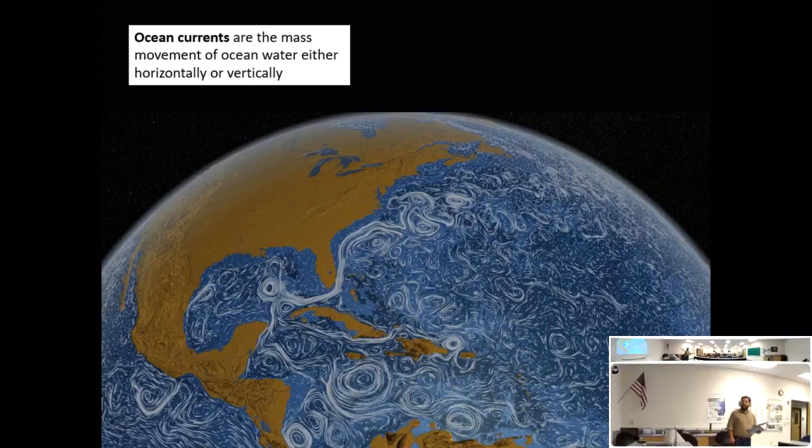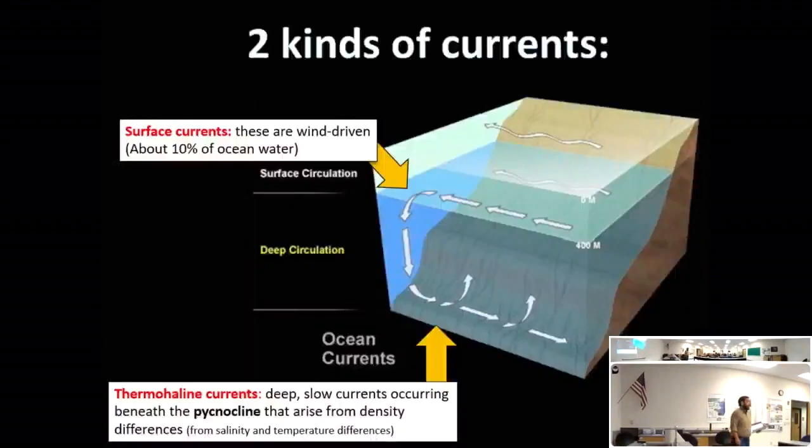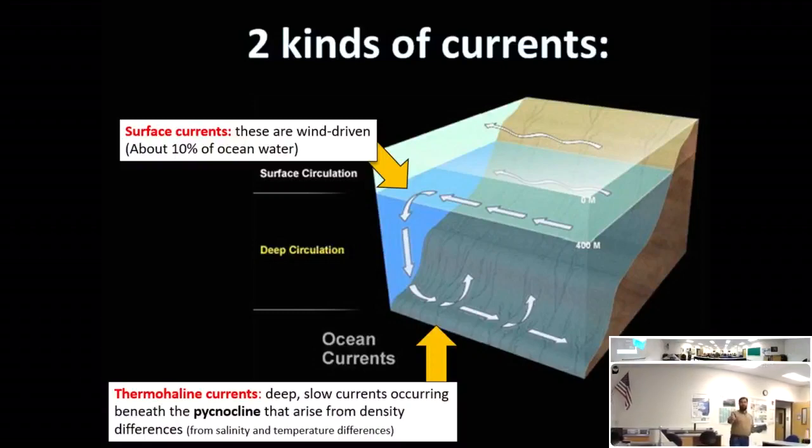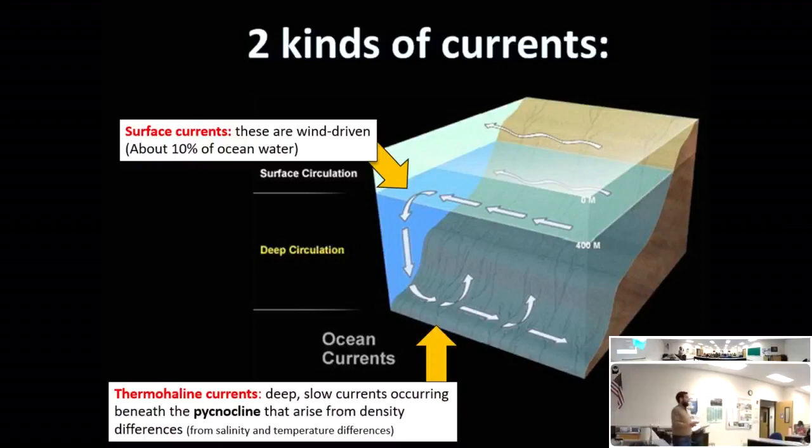All right, now like I said, there are two kinds of currents. We're used to thinking of the ones that go across the surface. So there are surface currents, which is only about 10% movement in the top 10% of the ocean water. So you're talking about maybe the first 400 meters of the ocean water being moved around, driven by the wind. But there are also other kinds of currents that are more invisible to us, but they're very, very important. And these are the deep currents that are moving.